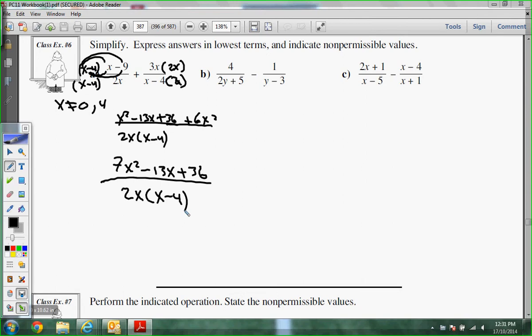All right. So let's just focus on the main concept here. So are the bottoms the same? No. Okay. So before I get my non-permissibles, what will we multiply this side by? Right, 2y plus 5 to top and bottom. And then vice versa on the other side, y minus 3.